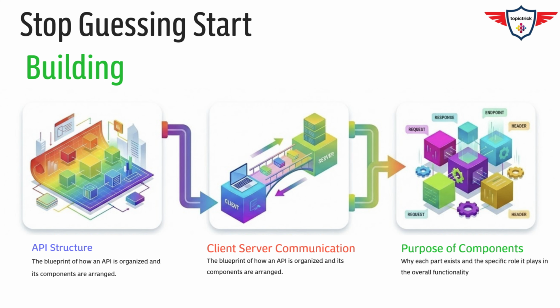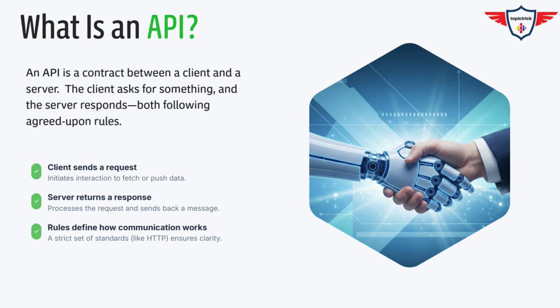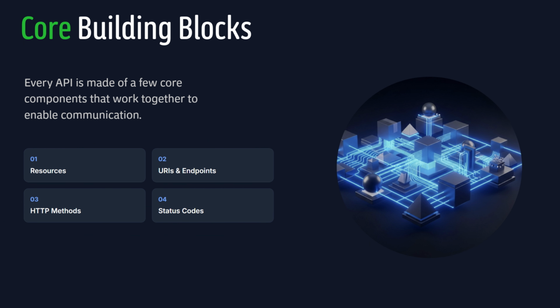At its core, an API is a contract between a client and a server. The client asks for something, the server responds, and both sides follow a shared set of rules. Those rules are defined by a few key components, and the first of those components is the resource.